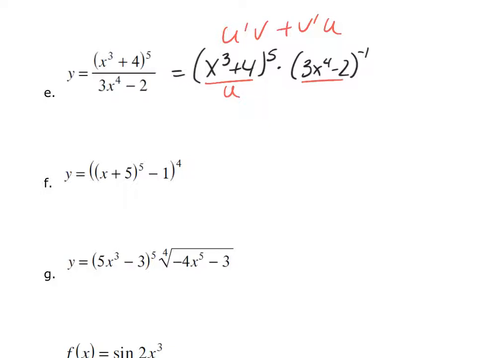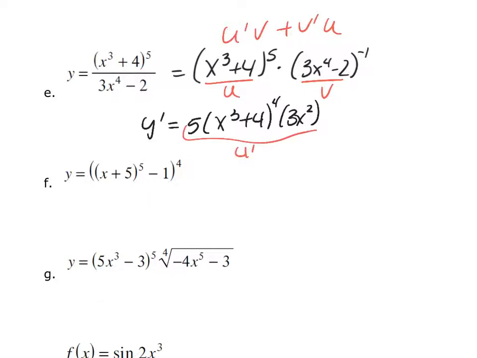If you let this equal u and you let this equal v, then the first thing you have to do is the derivative of the first piece. Using the chain rule, the derivative of the first piece, u, is going to be 5 x cubed plus 4, dropping this down a power, times the derivative of that inner function, which happens to be 3x squared. All of that I just wrote is u prime. Now I have to multiply it by v, which is 3x to the 4th minus 2 raised to the negative 1. That is v.